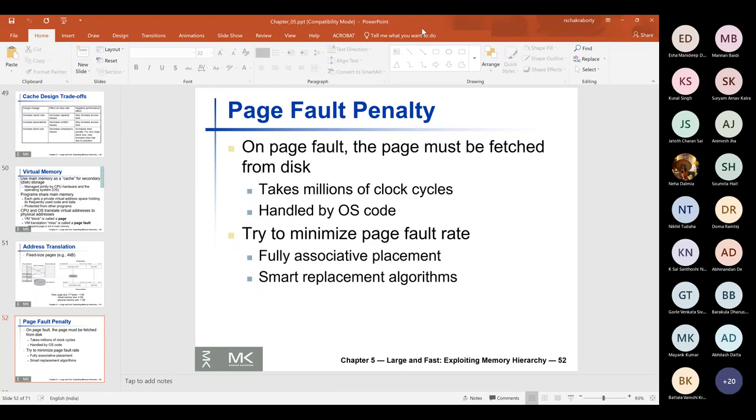Primarily two techniques are applied. First of all, there is no associativity maintained between main memory and hard disk. It's fully associative. Any page can come and sit anywhere in main memory. Anywhere means, well, there are some locations of main memory where some portions are not made available to any user process, but in general, any available space is there, the page can come and sit.